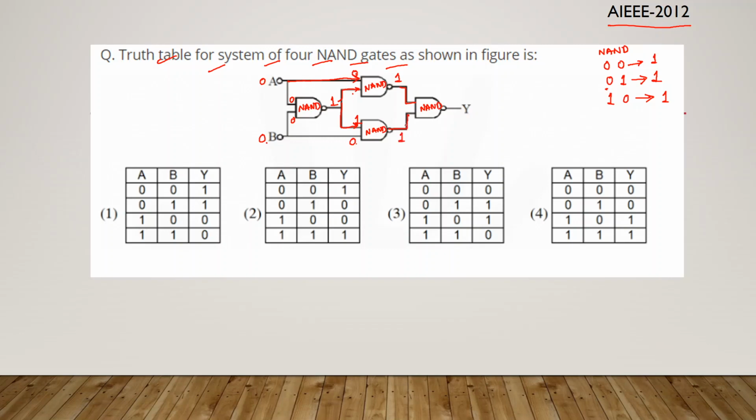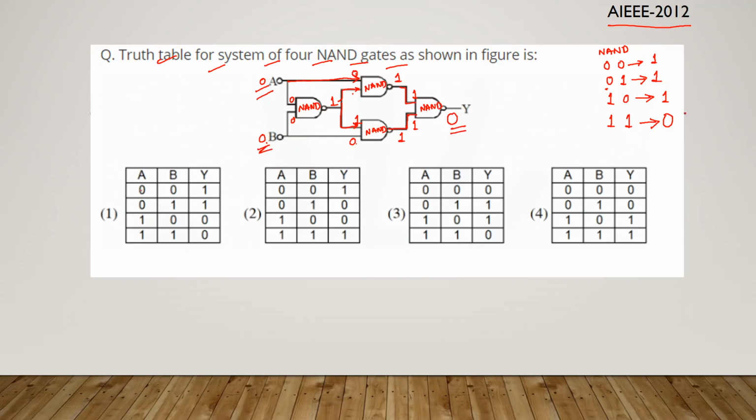Now both the ones are applied here. Here it is 1, here it is 1. What is the output for a NAND gate whenever both the inputs are 1? It will be 0. So here the output is 0. So when both the inputs are 0, what is the output I am getting? I am getting the output as 0.